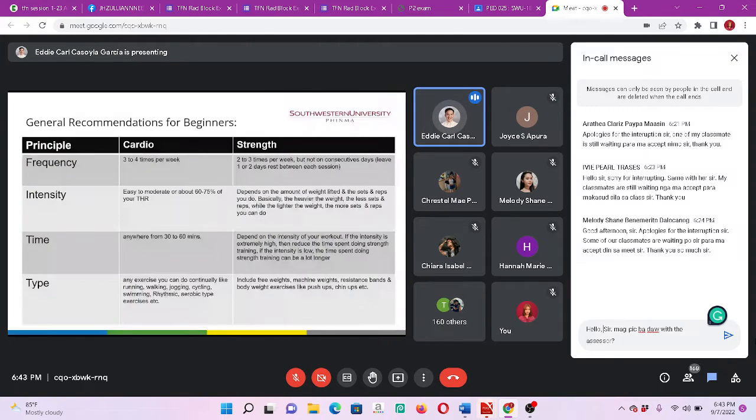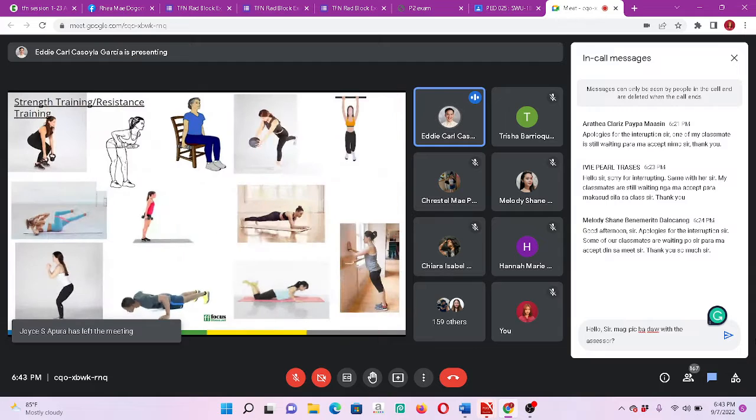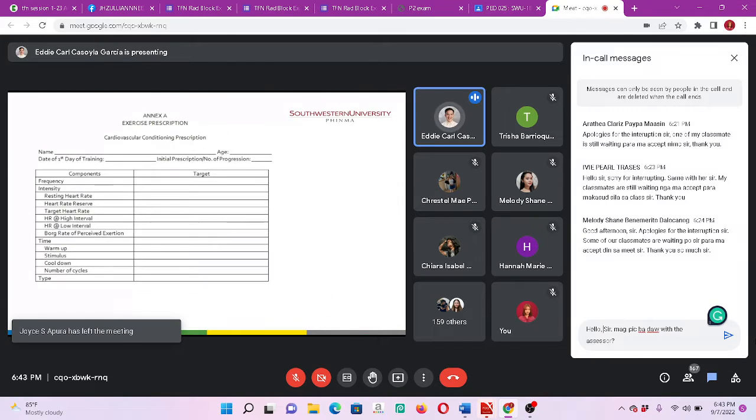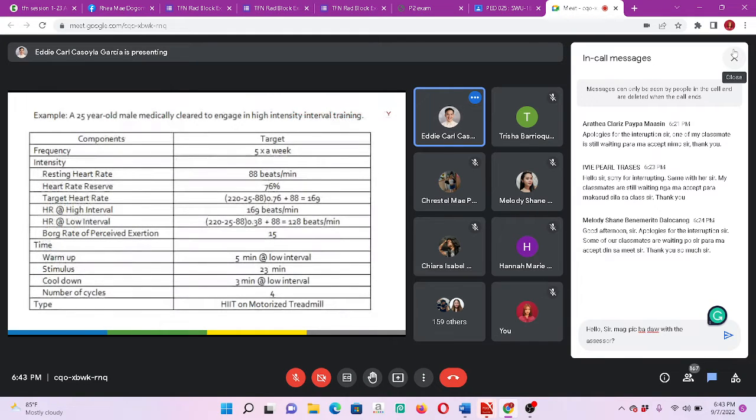Okay, so this one is the form, the actual form. Kindly take a screenshot of what's on your screen. Okay, thank you, and I hope it's already finished. So we have here the components and the target. Okay, so all you need to do is to fill in this part here, the target column. So you have an example here. Since you already know that for beginners, frequency is 3 times a week, just change the 5 times a week into 3 times a week.